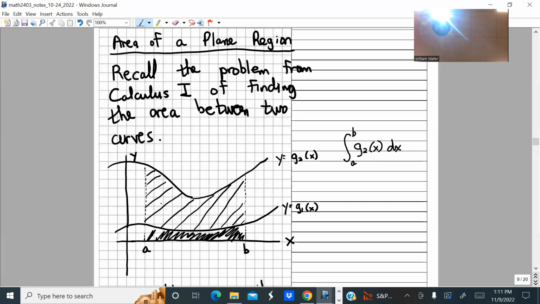But in the area we want, we don't want this dark part, correct? We just want the striped part above. So how do you get rid of the dark part? You subtract it out, correct? So what is that area?